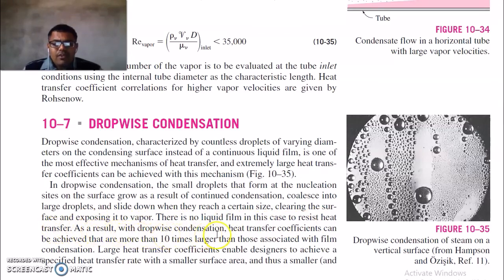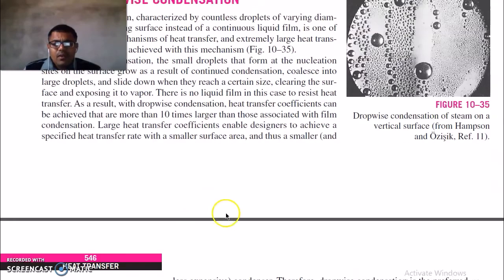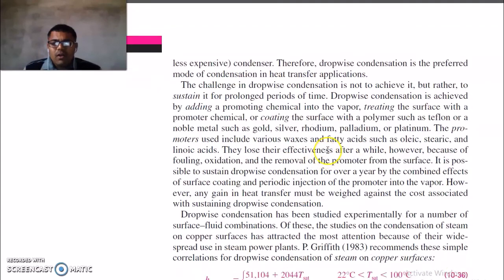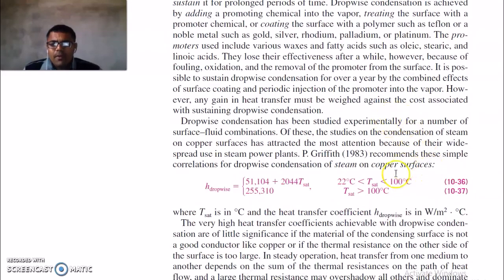So in dropwise condensation, the heat transfer coefficients that can be achieved are almost 10 times more as compared to filmwise condensation. Dropwise condensation can be promoted with the help of coatings or surface treating. We can use gold, silver, rhodium, palladium and platinum. The promoters used include various waxes and fatty acids such as oleic, stearic and linoleic acid. They lose their effectiveness after a while, but they will increase the overall heat transfer by promoting dropwise condensation over a long period of time.